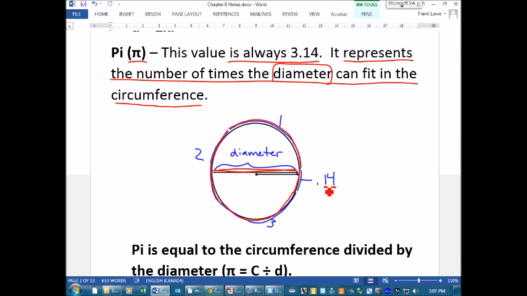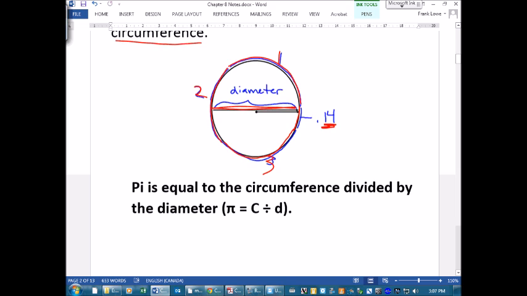So it doesn't matter how big or small the circle is. If you take the diameter of that circle, that distance, you can wrap it around that circle 1, 2, 3 whole times with a little bit left over to make up our 14/100ths. Okay, so that is what pi is. That's a lot to take in. But like I said, we're going to come back to it numerous times before we're done this chapter. Okay.